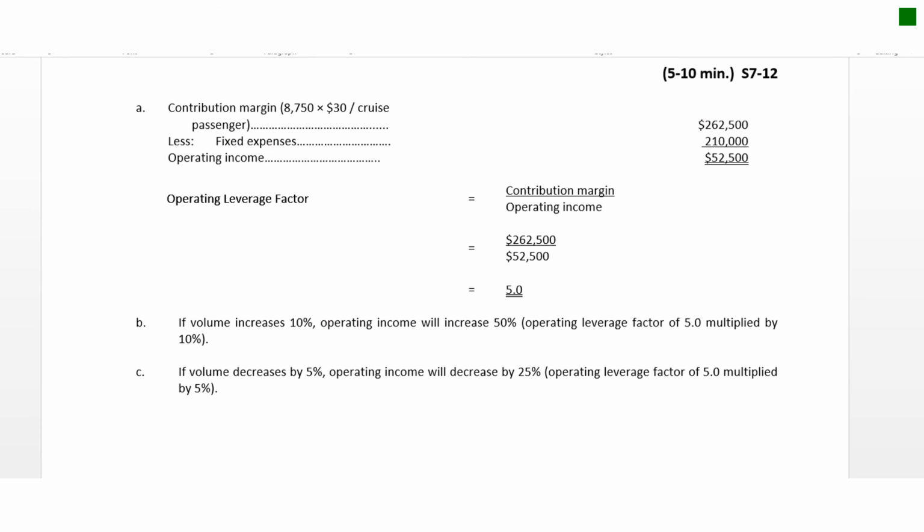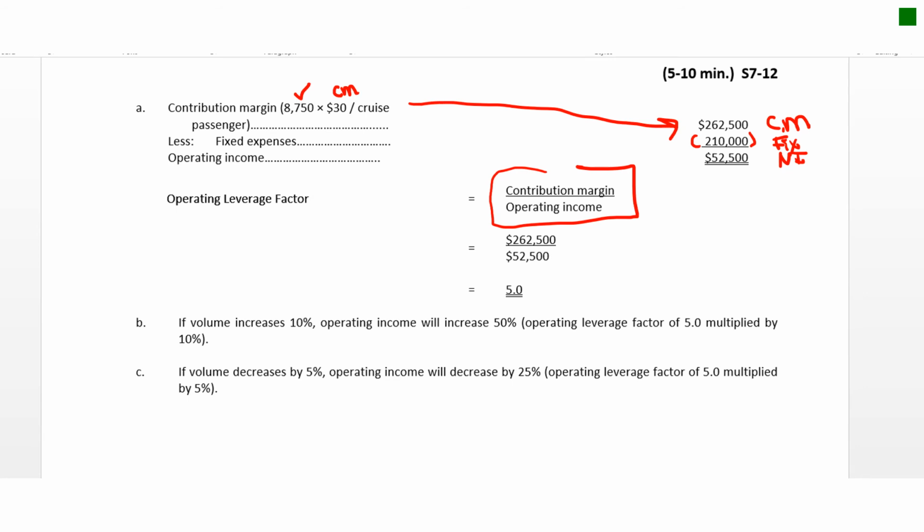So again, here at the top, we're showing you how to get your operating income. Here's the 8,750. That's your contribution margin per unit. That gives you total contribution margin of 262,500. Your fixed costs were 210. You subtract that, you get your net income, which is 52.5. So to get your factor, here's the formula. It's 262.5, which is your CM, divided by your net income of 52.5. Your factor is going to be 5.